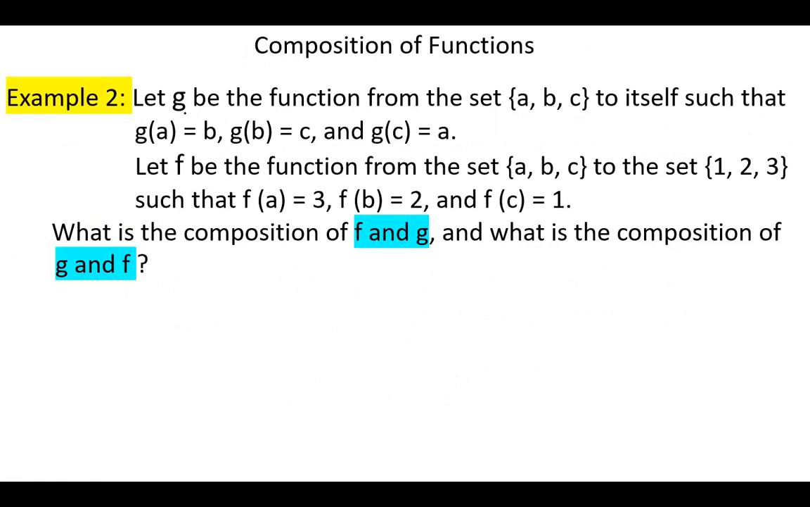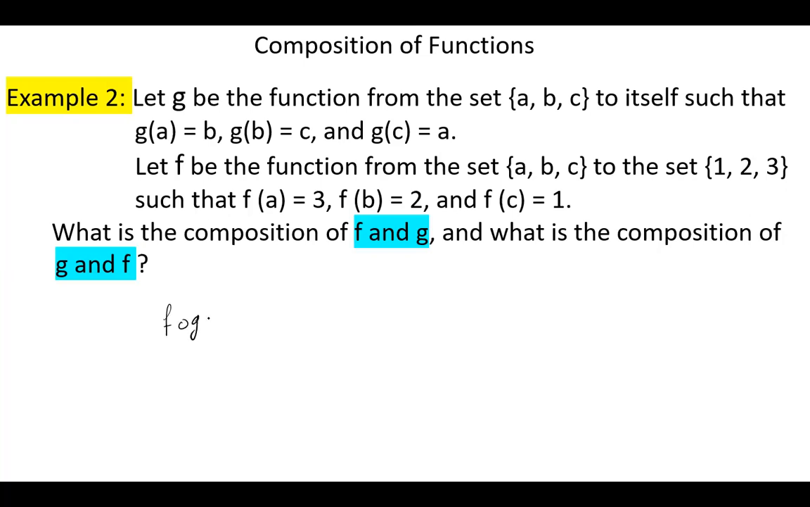Example 2. Let g be the function from the set {A, B, C} to itself such that g of A equals B, g of B equals C, and g of C equals A. And let f be the function from the set {A, B, C} to the set {1, 2, 3} such that f of A equals 3, f of B equals 2, and f of C equals 1. What is the composition of f and g, and what is the composition of g and f?